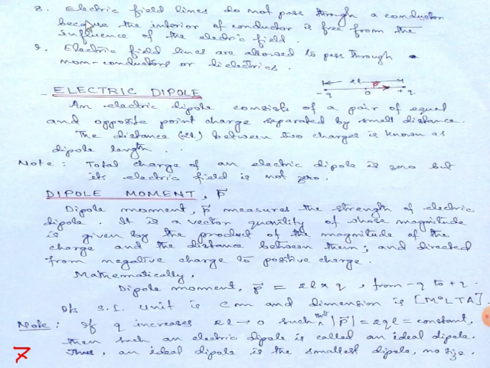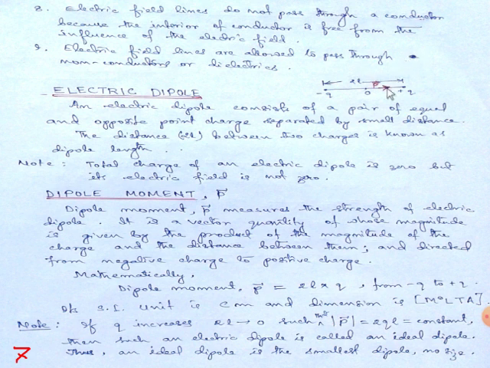Number 8. Electric field lines do not pass through a conductor, because the interior of a conductor is free from the influence of the electric field. Whenever there is a big conductor of finite thickness, these electric field lines will not pass inside the conductor.